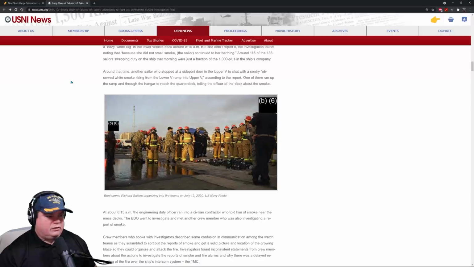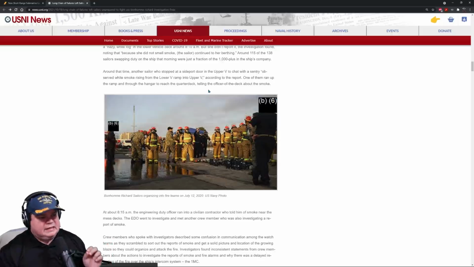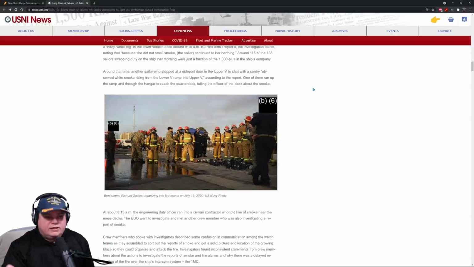Around the time, another sailor who stopped at the side port door to the upper vehicle bay to chat with a sentry observed white smoke rising from the lower bay, which was right there. According to one report, one of them ran up the ramp through the hangar to reach the quarterdeck. The quarterdeck is where the brow connects the pier to the ship and people get on and off. Whenever they get onto board the ship, there's a watchstander there and that's called the quarterdeck. Okay. Telling the officer of the deck about the smoke. They had just done colors. So the officer of the deck, the duty chief, the section leader, they're all on the quarterdeck saluting the flag, and that's why he knew that they would be there.